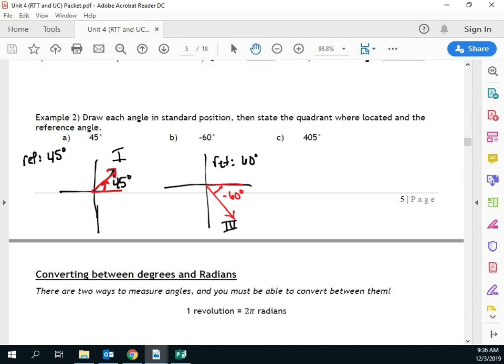All right, last one. 405. What do we know about 405 degrees? It's a full circle, so we're definitely going to start here. It's positive, so we're going to go counterclockwise. How much more do I need to go after that? 45. Good.